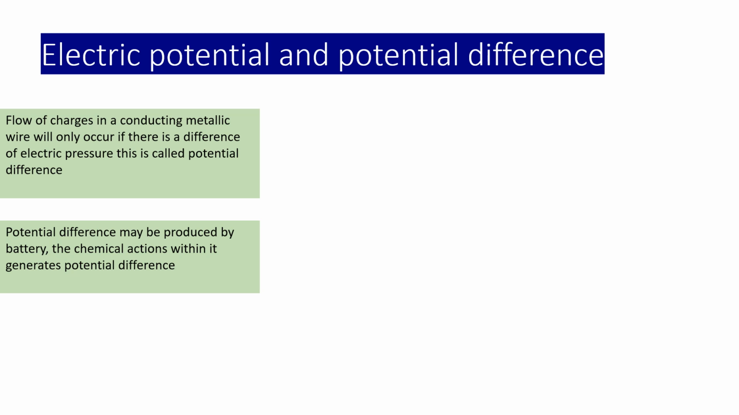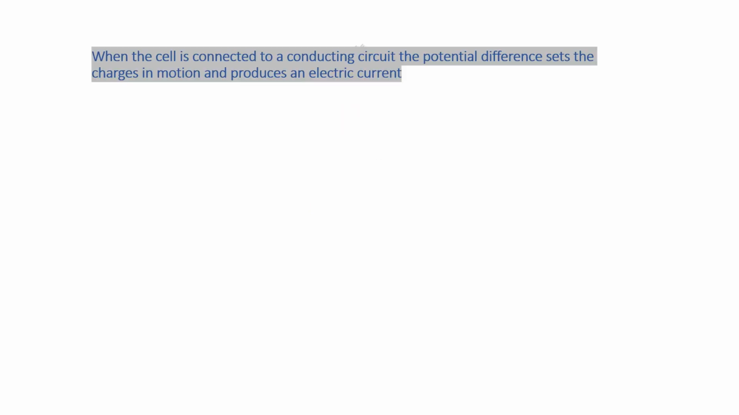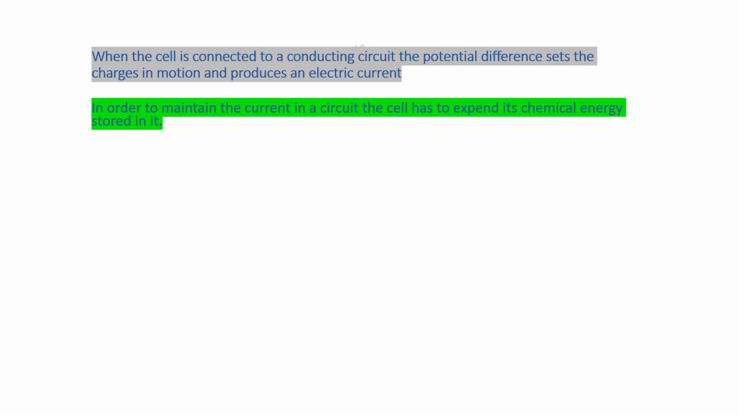Potential difference is usually produced by batteries. The chemical action within the battery produces this electric pressure difference, and that's why the potential difference. This is a diagram where a battery is connected to the bulb through a metallic conductor, and because of the chemical reaction inside this battery, some electric pressure difference is created. That's why it created a potential difference. When the battery is connected to a conducting circuit, the potential difference sets the charges in motion and thus produces the electric current. In order to maintain the electric current within the circuit, the battery has to expend its chemical energy.